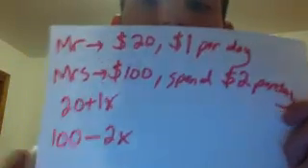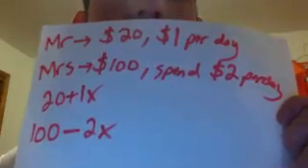Mine is pretty easy. Mine is 20 plus 1x, or just 20 plus x would be great as well. And my wife's is 100 minus 2x, because she's starting with 100, and then we are subtracting 2x from that every single day. And then I got to tell you that x represents days. Luckily, we didn't have to do any fancy subtraction or anything like that in this one from days.